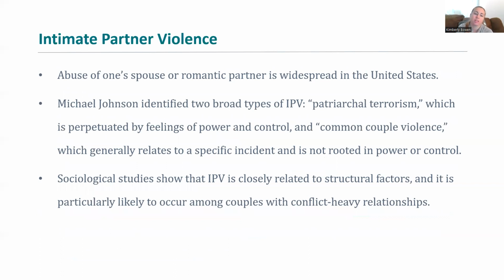Intimate partner violence. Abuse of one's spouse or romantic partner is widespread in the United States. Michael Johnson identified two broad types of interpersonal violence: patriarchal terrorism, which is perpetrated by power and control, and common couple violence, which is generally a specific incident not rooted necessarily in power and control. So one really big fight leads to some pushing, some shoving, what have you.